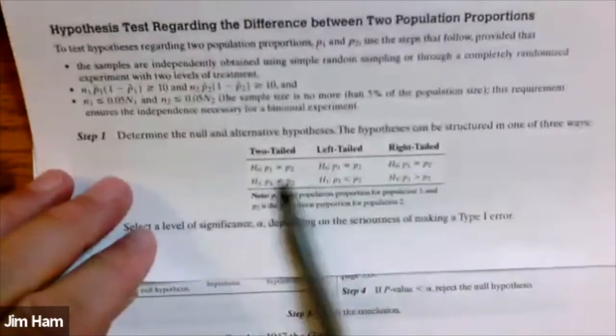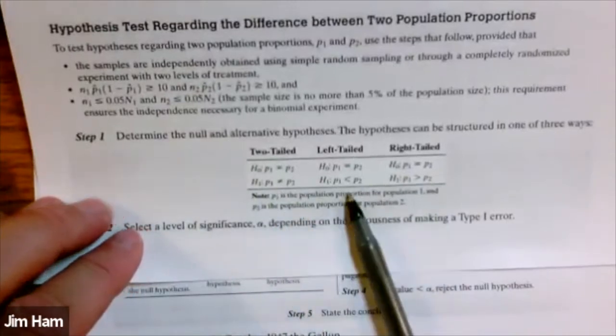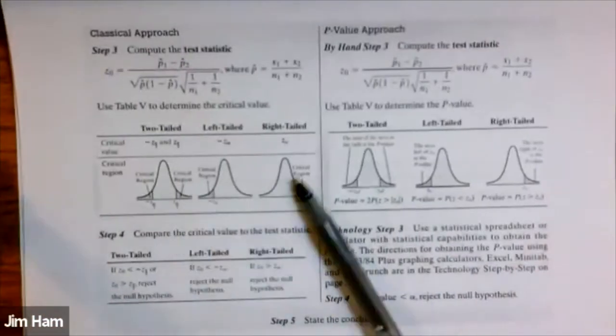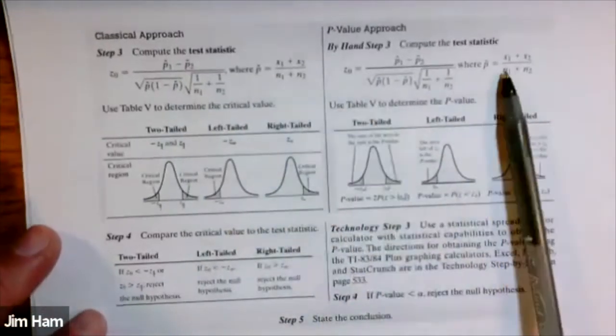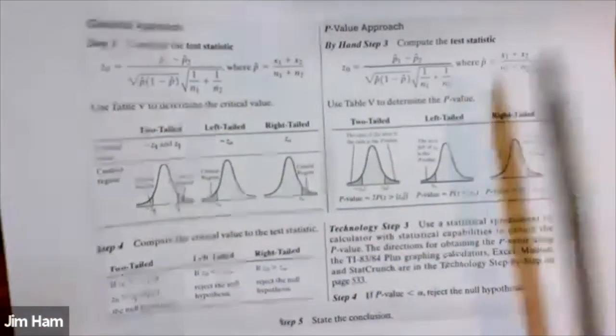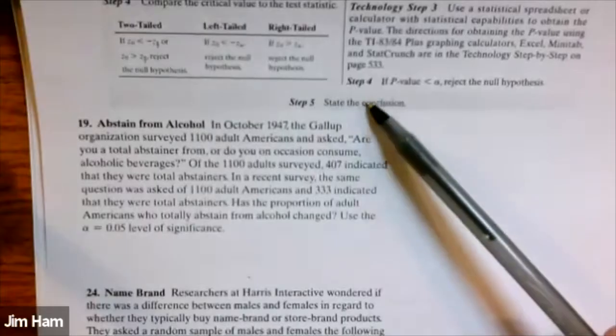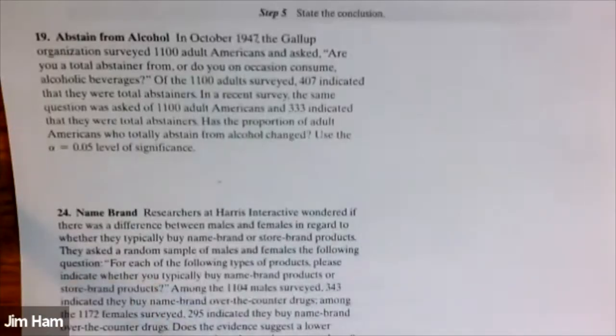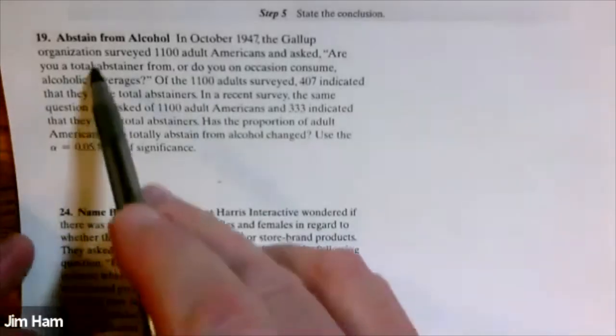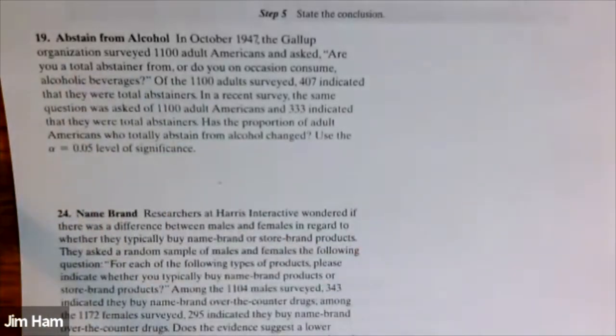Here are your three tests: two-tailed, left-tailed, right-tailed. There is a classical approach. Here's the test statistic. They give you the pooled proportion there. We're going to be using the calculator function for the most part. Make the decision and then state the conclusion. All right, let's take a look at a couple of examples. And what we'll do is, we'll answer their questions, but we'll go through the 5 steps. So the first one is number 19 on the handout there.